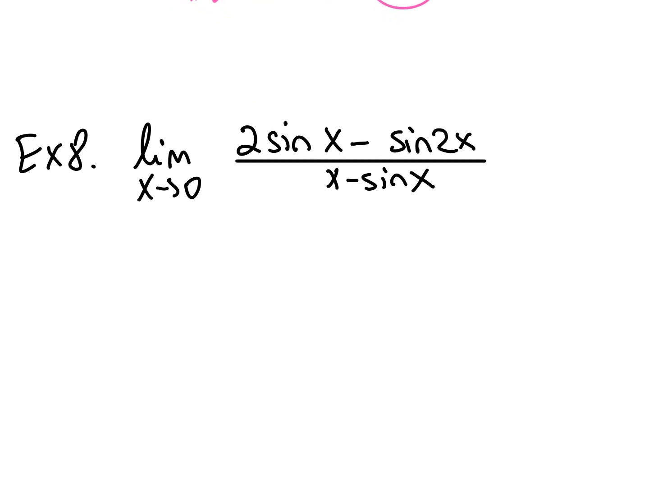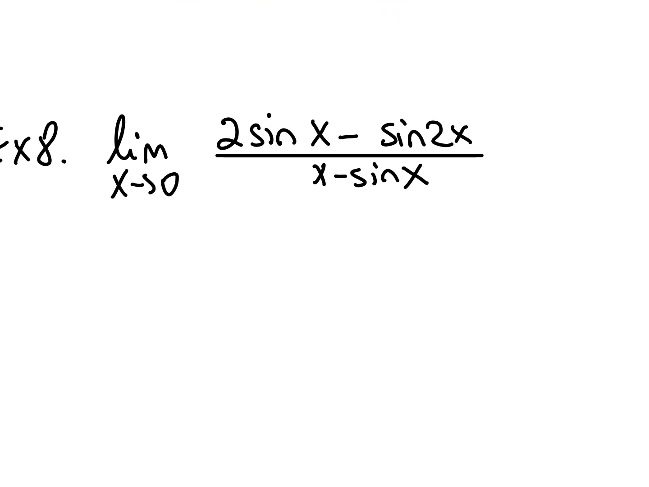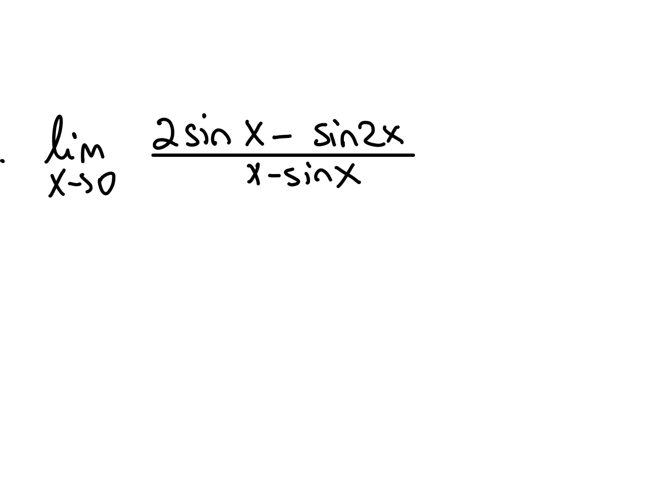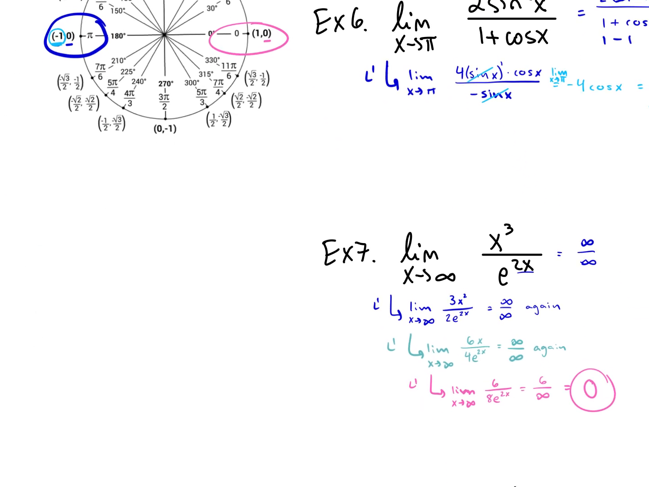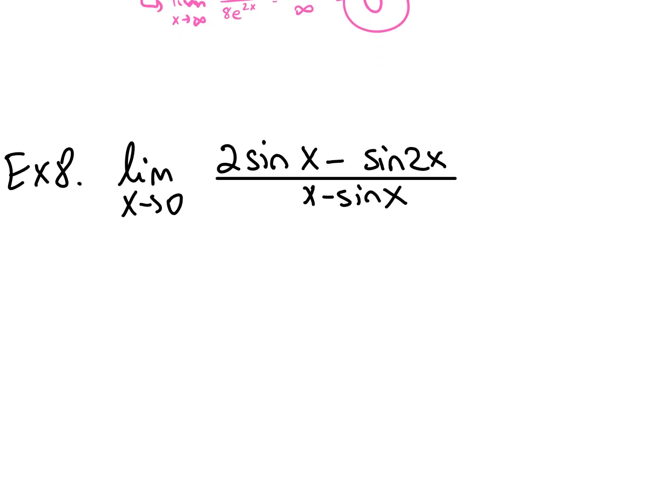So first thing we want to do is let's see if we can use L'Hopital's rule. So when I plug in 0, what's the sine of 0? Let's go to our unit circle at 0. Sine tells us we look at the y value, so sine of 0 would be 0. So this would give us 0 minus sine of 2 times 0, which would just be the sine of 0, which is also 0. 0 minus 0 would be 0 over 0 minus 0, which again is 0. So we get 0 over 0, which means we can use L'Hopital's rule.